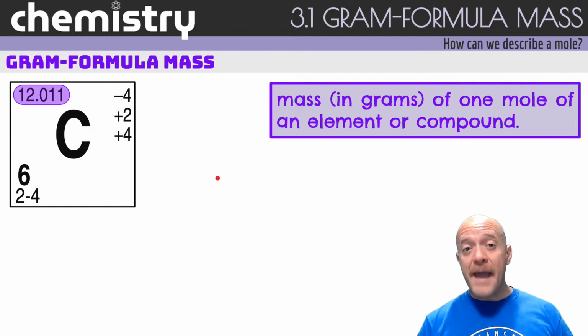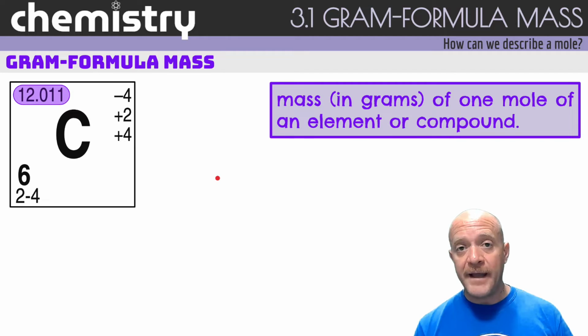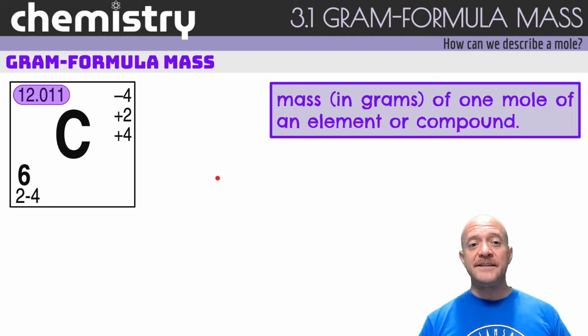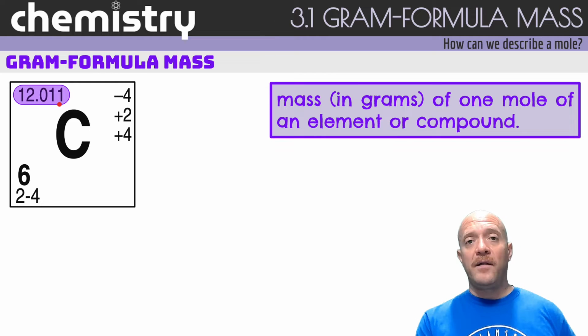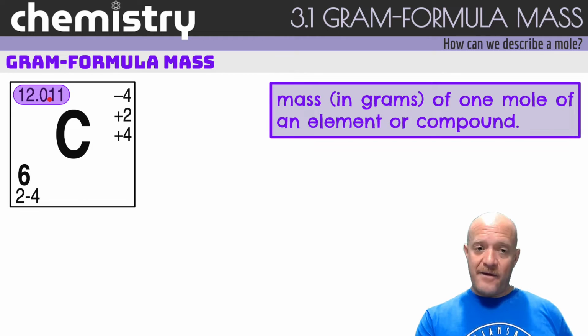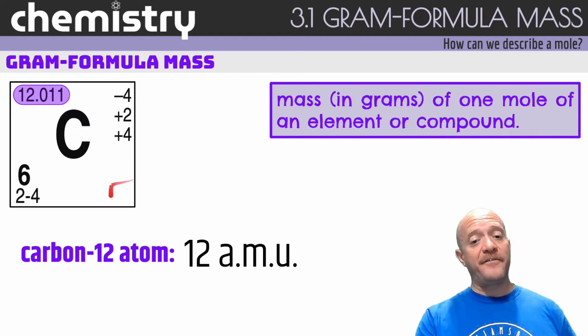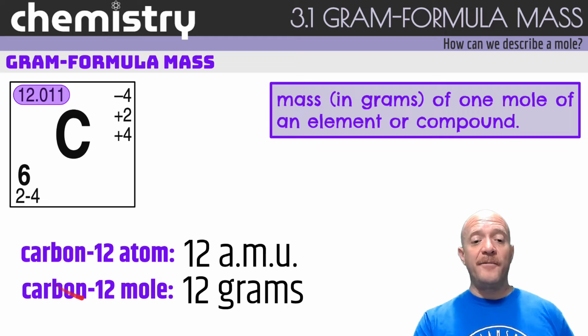The gram formula mass is the mass in grams of 1 mole of an element or compound. So for the elements on the periodic table, the gram formula mass is the same as the atomic mass. And again, because of the isotopes, this number, a decimal, represents all of the naturally occurring isotopes. In carbon, most of them are carbon-12, but if I have a mole of carbon, it will weigh 12.011 grams. Now, if I have an atom of carbon, it will weigh 12 atomic mass units. That's a carbon-12 atom. And if I have a carbon-12 mole, it will weigh exactly 12 grams.